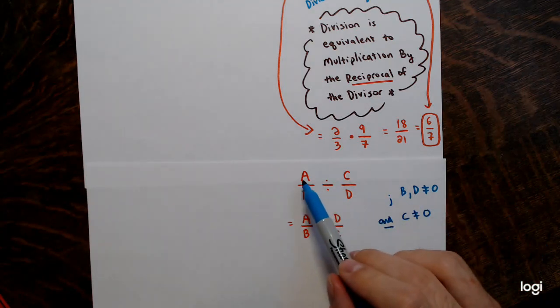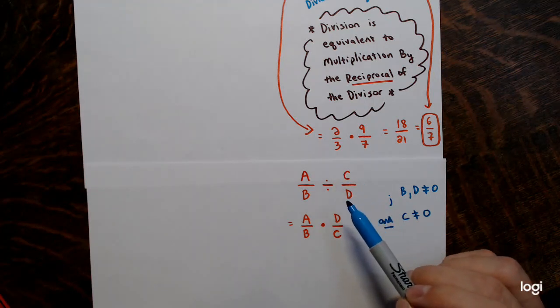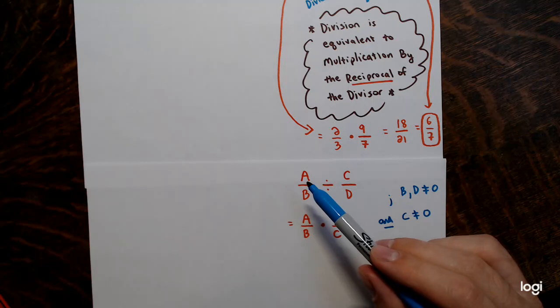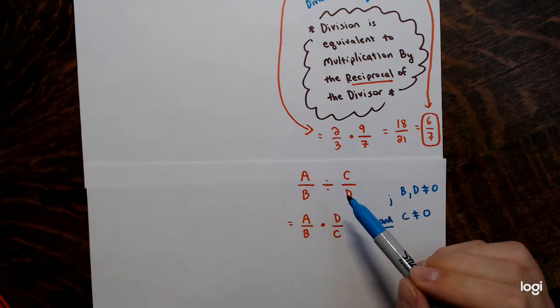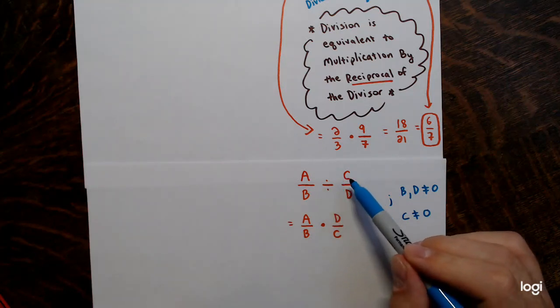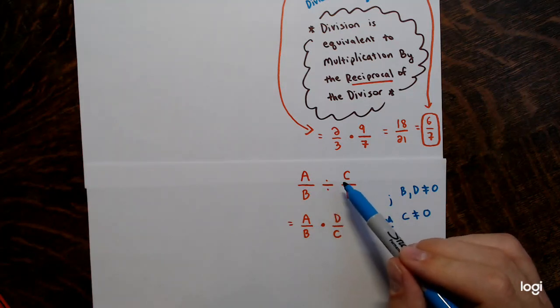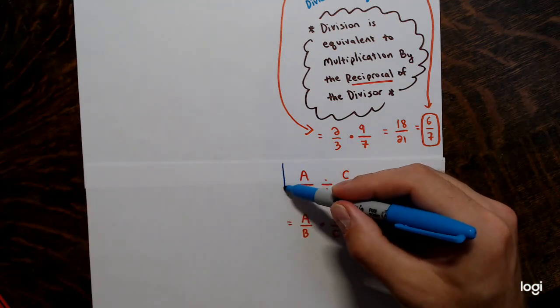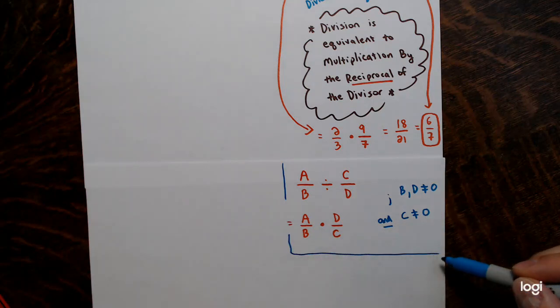When you're dividing two fractions, the only part of the division that can be 0 is the numerator of the dividend, the a. b can't be 0, d can't be 0, c can't be 0, because really you're technically dividing by 0 if you have c equals 0, and you can't do that. Okay, so let's put this in a box here.